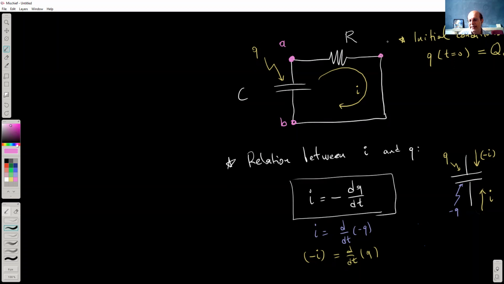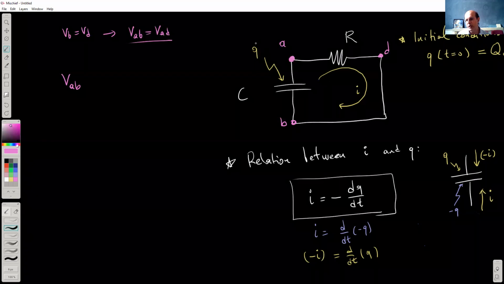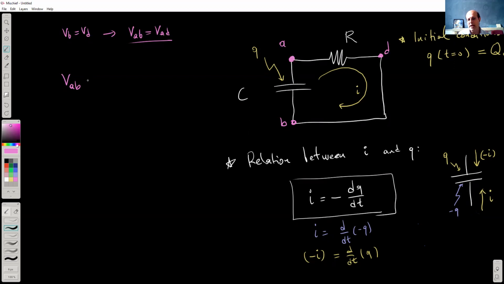Let me call these A, B, and D. I know that VB is equal to VD. Therefore, this potential difference VAB is the same thing as VAD, right? That's basically what we would be using. In any case, VAB is the potential difference across the plates of the capacitor, so I know the formula for this one. If Q is positive, then A is at a higher potential. Therefore, this VAB is equal to Q divided by C.